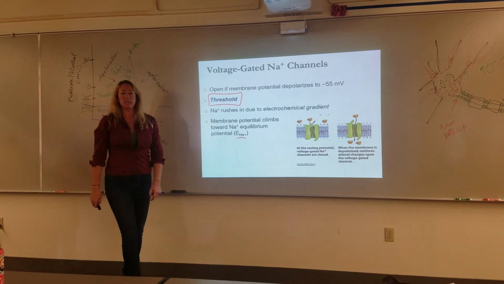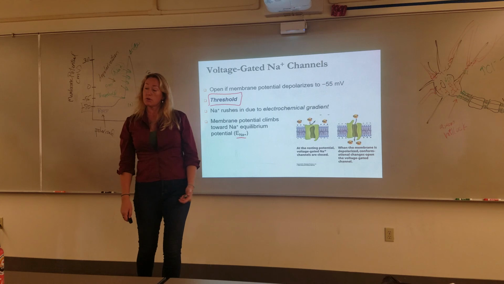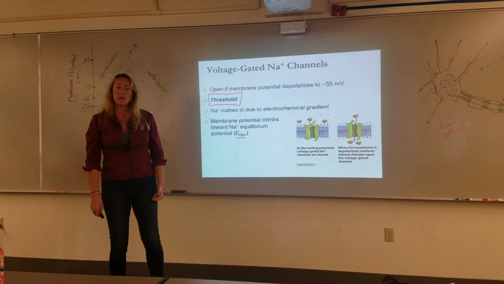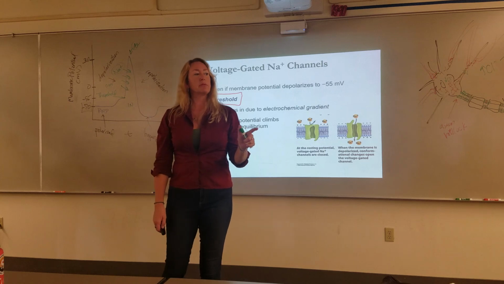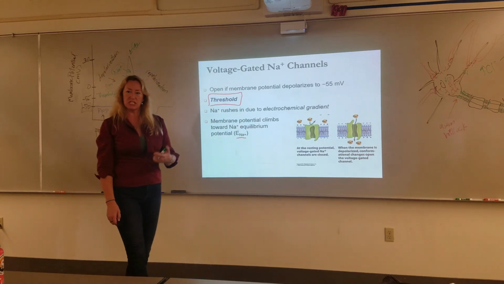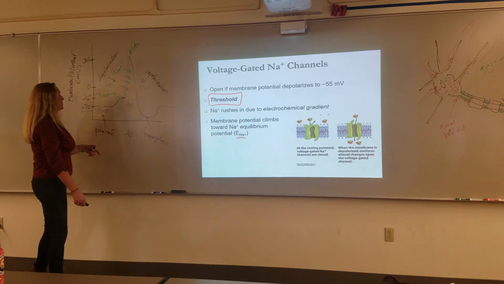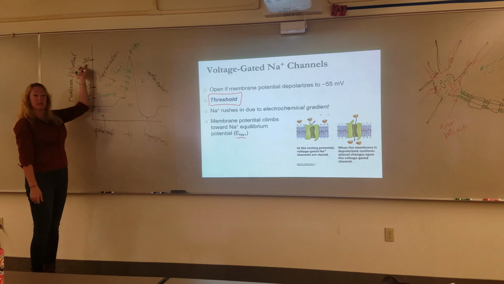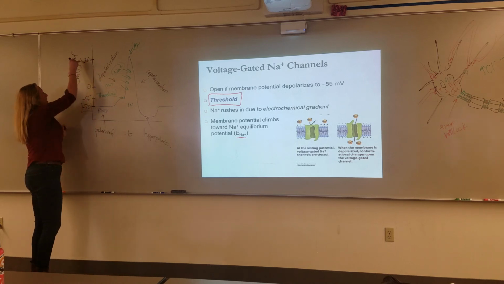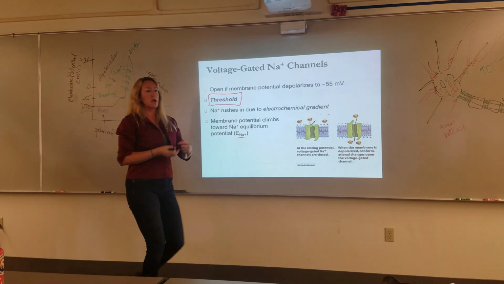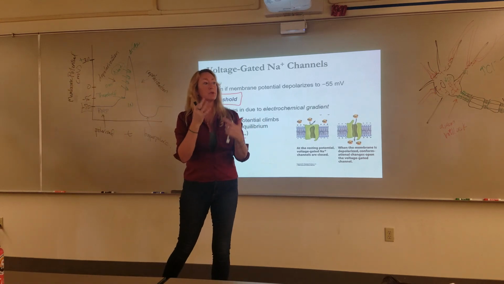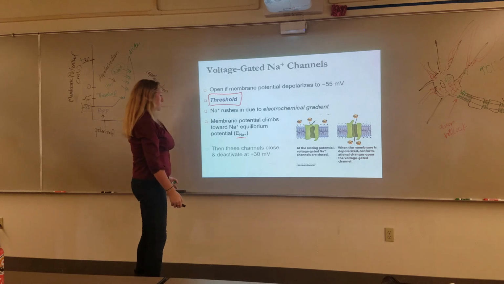And what is the ENa? What is the equilibrium potential for sodium? Equilibrium potential for sodium is plus 62 or 66, depending on the concentrations you're using. Well, this goes up to plus 30. This is a plus. It is creeping towards the ENa, right? Sodium is doing what it is able to do based on its electrochemical gradient.